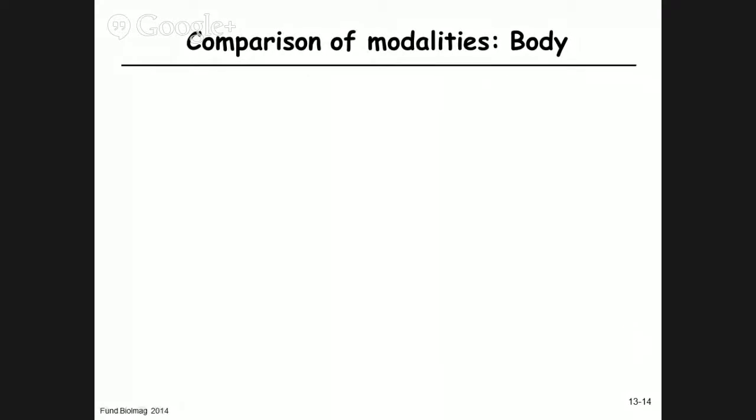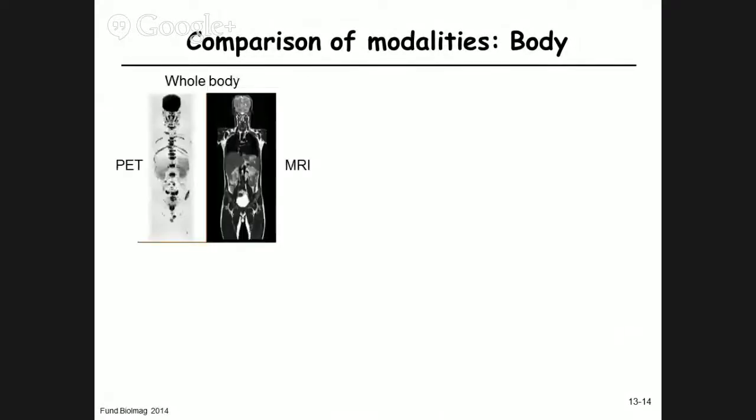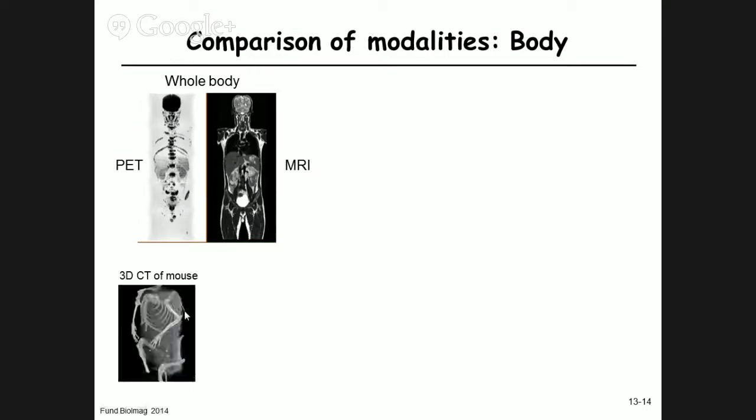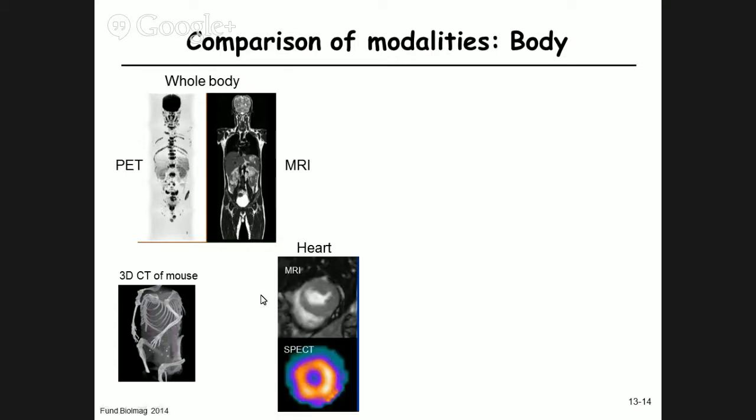Okay, let's compare some images of the body. On the left side is a whole body PET scan used for metastasis detection. On the right is the whole body MRI scan. And you can see there's a stronger soft tissue contrast, very strong anatomical contrast. This here is a different contrast. CT, 3D computed tomography of a mouse. One can see very nicely the skeleton. The soft tissue is less well depicted.